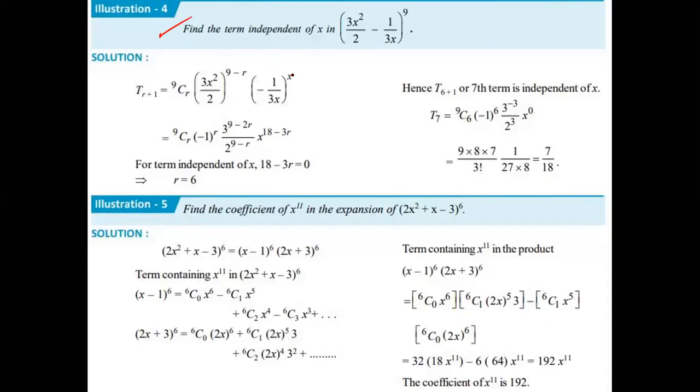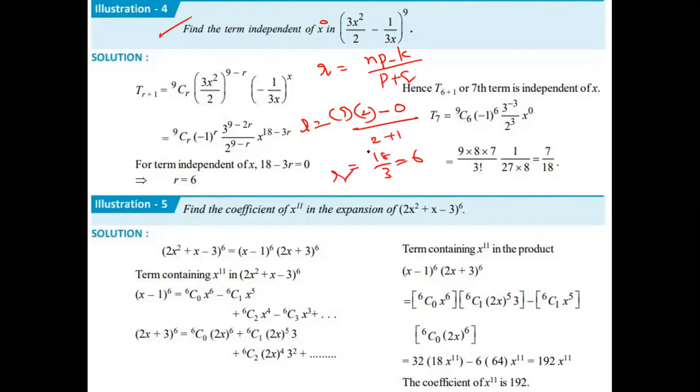Find the number of terms. It's very easy for you. I told you the shortcut method. Independent term means, dear students, r is equal to (np minus k) by (p plus q). That is the shortcut. n is 9, p is 2, k is 0, for x power 0, and p plus q is 2 plus 1. So 18 by 3 is how much? That is the r. So r is 6, which means they are asking for the seventh term. You should understand. That is the answer.